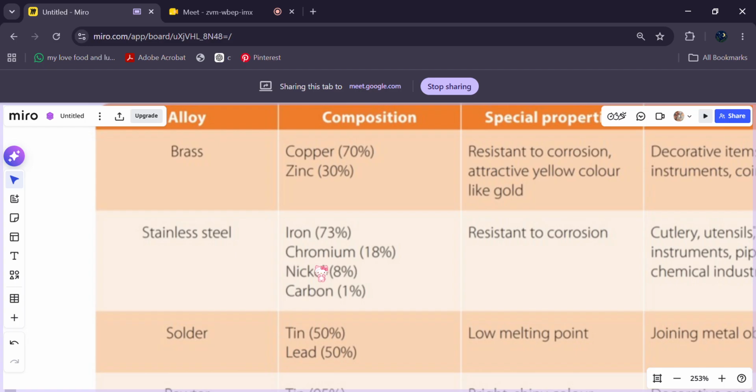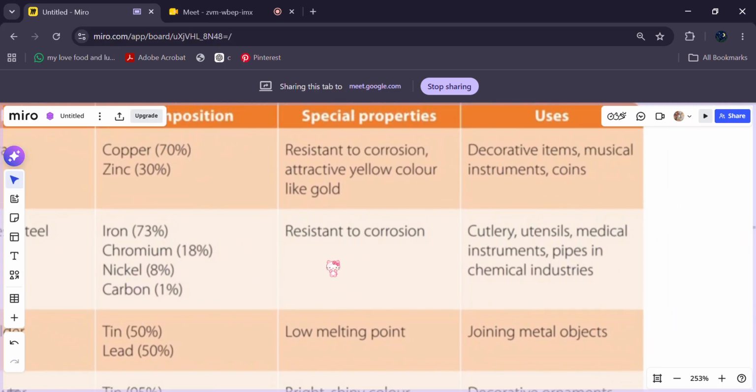Stainless steel is 73% iron, 18% chromium, 8% nickel, and 1% carbon. Stainless steel is resistant to corrosion. So because of this, it's used in cutlery and utensils and medical instruments. These types of uses need metals that cannot corrode very easily. It's also used for pipes in chemical industries. So all these uses allow stainless steel to be very useful because of its unique properties.